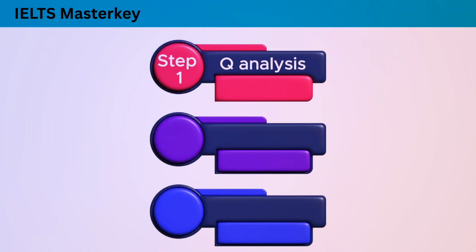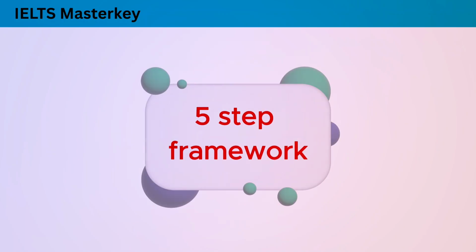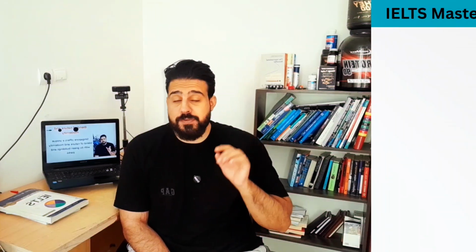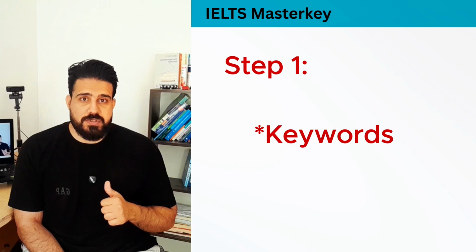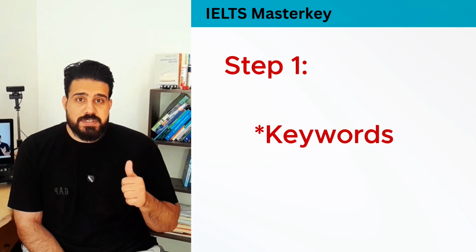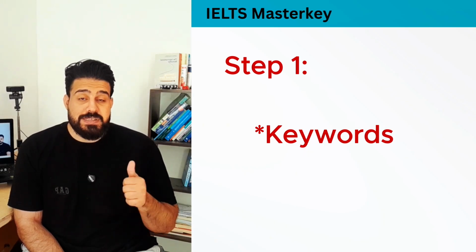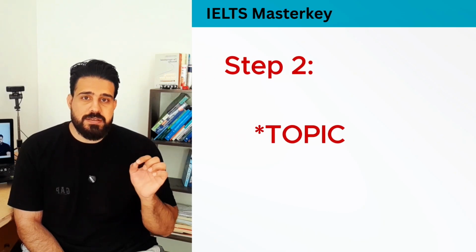Alright, first step, question analysis using my 5-step framework. If you miss this part, you're basically writing blind. And that's exactly why most people never get above band 5 or 5.5. First, find the keywords. The important words that help you understand the prompt. These are your guideposts.